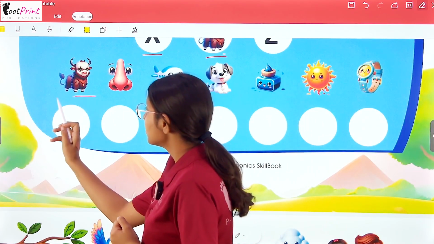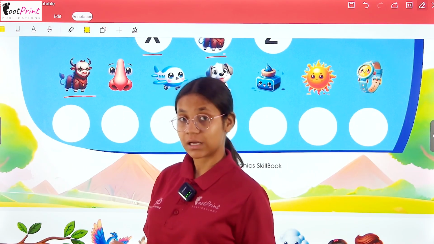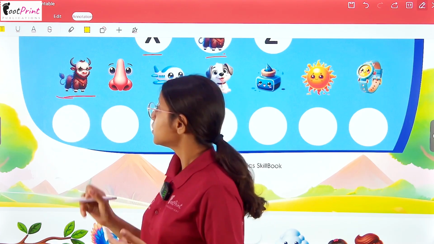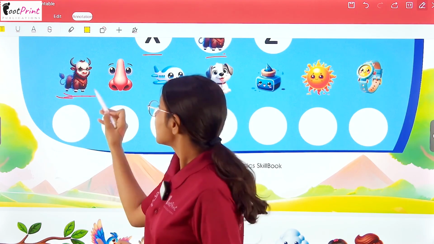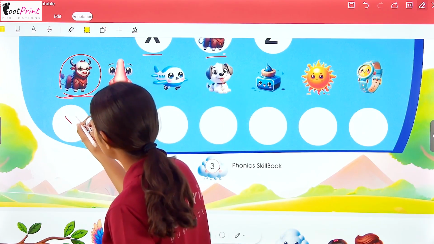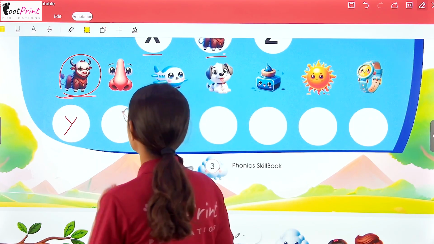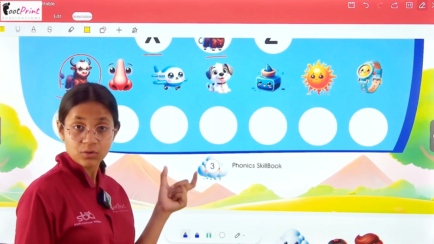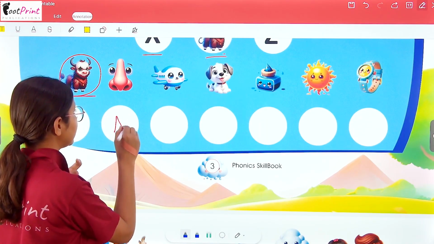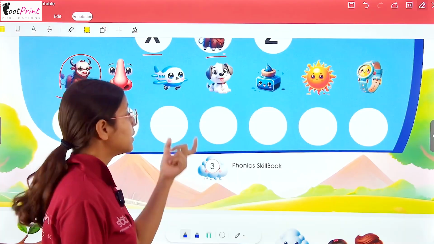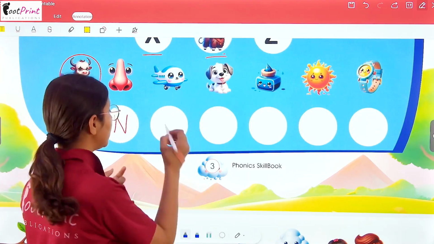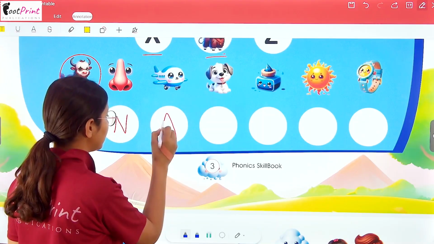What is this picture? This is the picture of yak. So here we have to write the letter which starts with the word yak. So Y says yak. Now this is the picture of nose, and the word nose starts with the letter N. So N says nose. Here is the picture of aeroplane. Aeroplane starts with the letter A. So we will write here A.